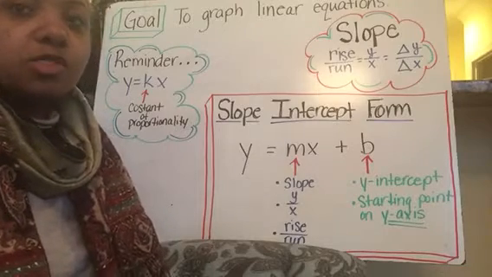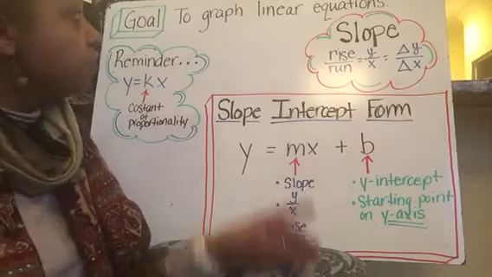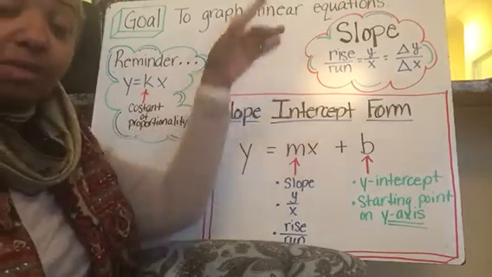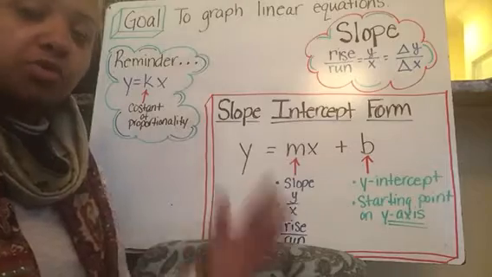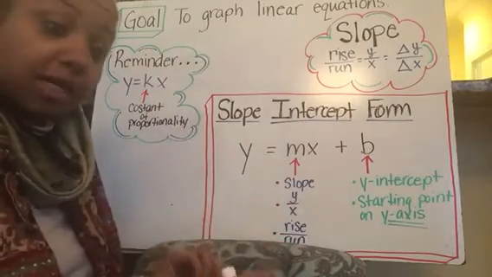Hey guys, so today's goal is to graph linear equations. If you notice the word linear, the root word in linear is line. So that means every equation that we form is going to form a straight line. Every equation that we graph is going to have a straight line.